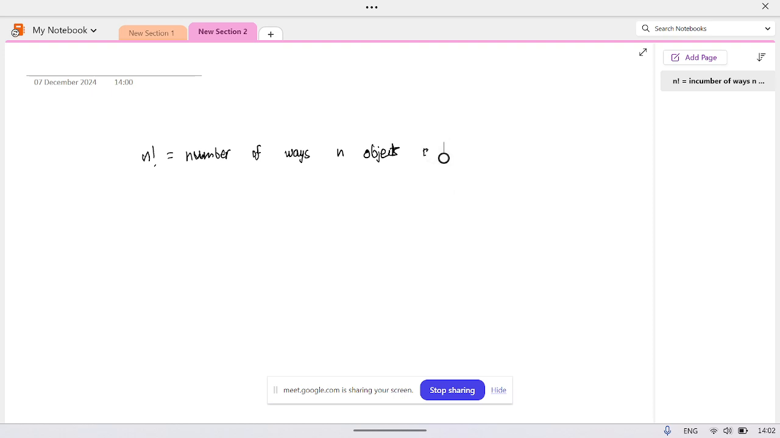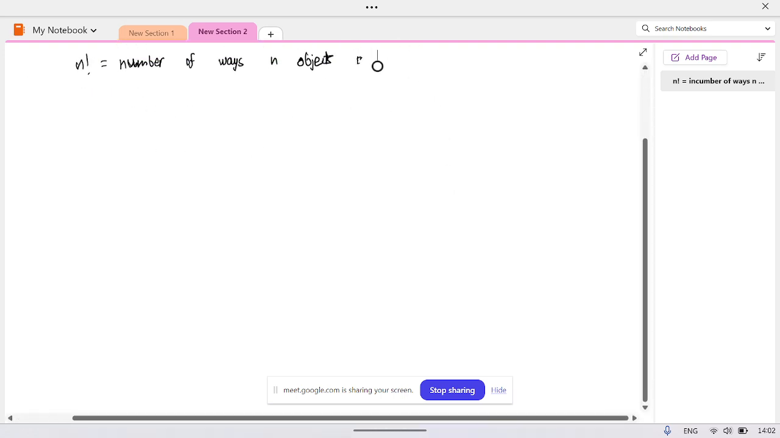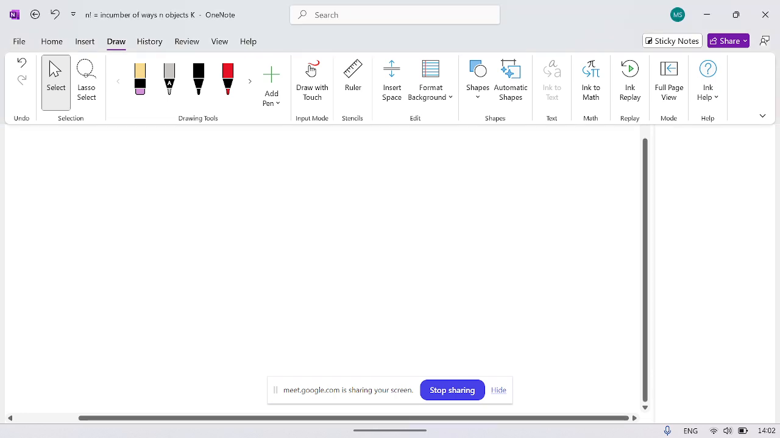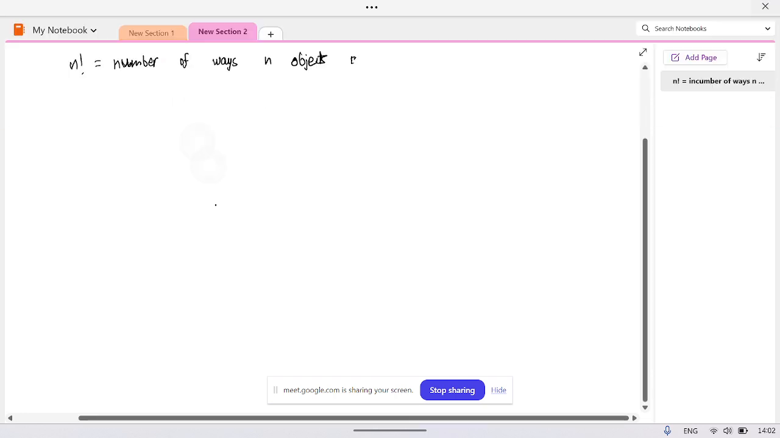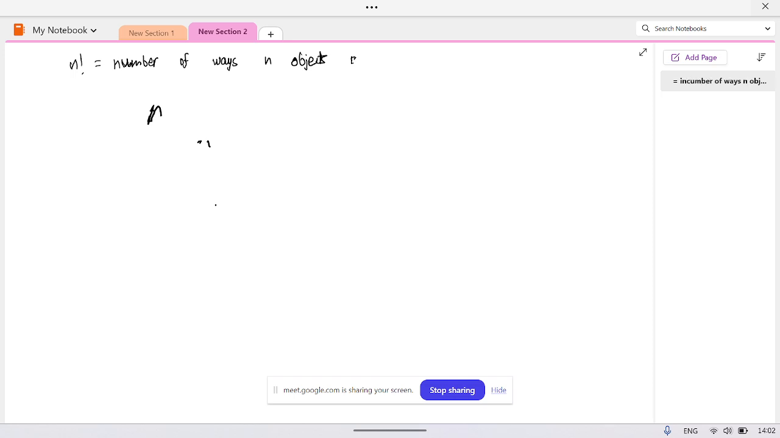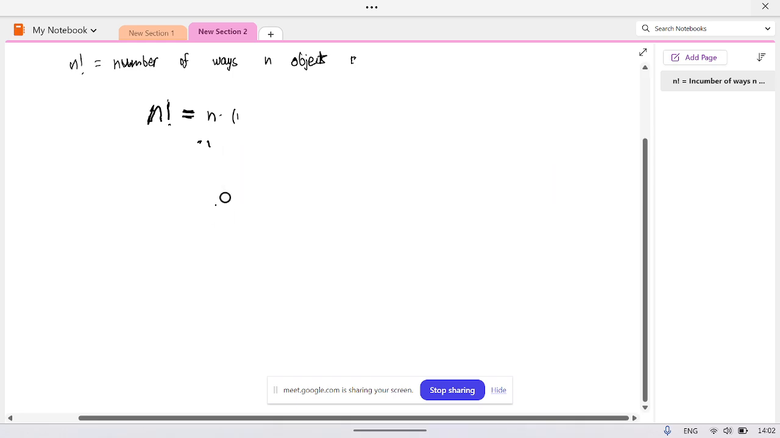You obviously all know that this is basically you have n ways to choose where the first person goes, and then n minus one ways to choose where the second person goes, and so on. Basically it's just that.